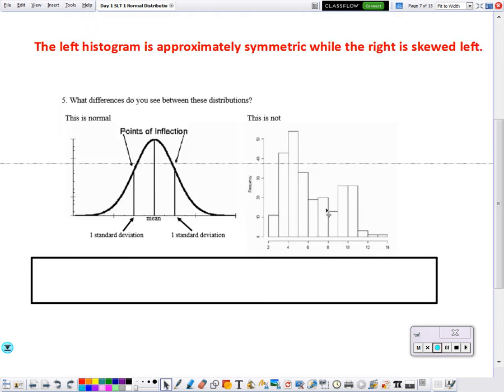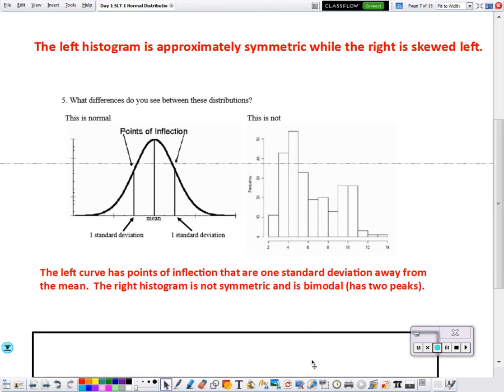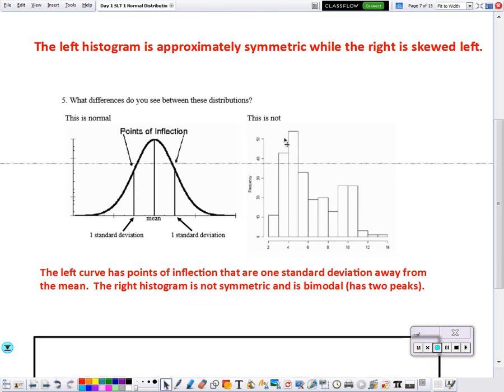Now, number 5, the one that is normal, I see it's 1 standard deviation up and down from the mean. I have points of inflection, meaning I flip from concave up to concave down to concave up. This one, I see I've got a mode here. I've got another kind of hump. It's not a mode, but it's definitely a point of interest because all of a sudden the data comes up there. So I can say that the second graph is bimodal. It almost has 2 peaks.